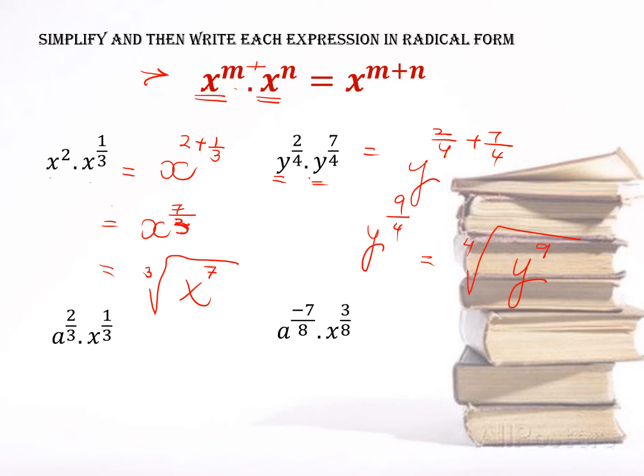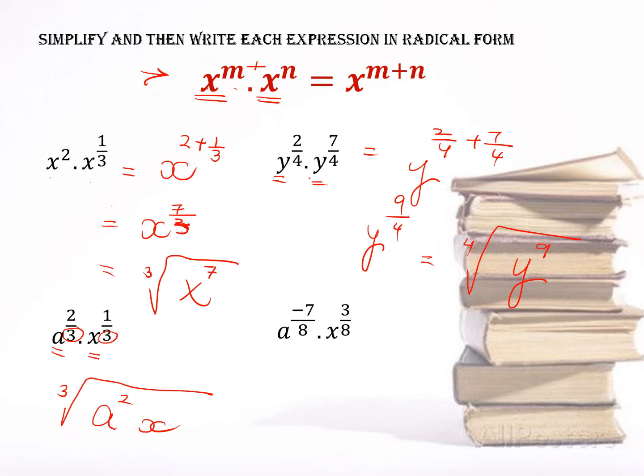Now solve the next question. A to the power 2 over 3, x to the power 1 over 3. Now what is important? Are the bases same? No, the bases are not same. So if the bases are not same, you will write them as they are. But you can change it into the radical form. Here both the indices are same, so you will write the 3 as an index. Now what is left inside? So a square and x only are left.